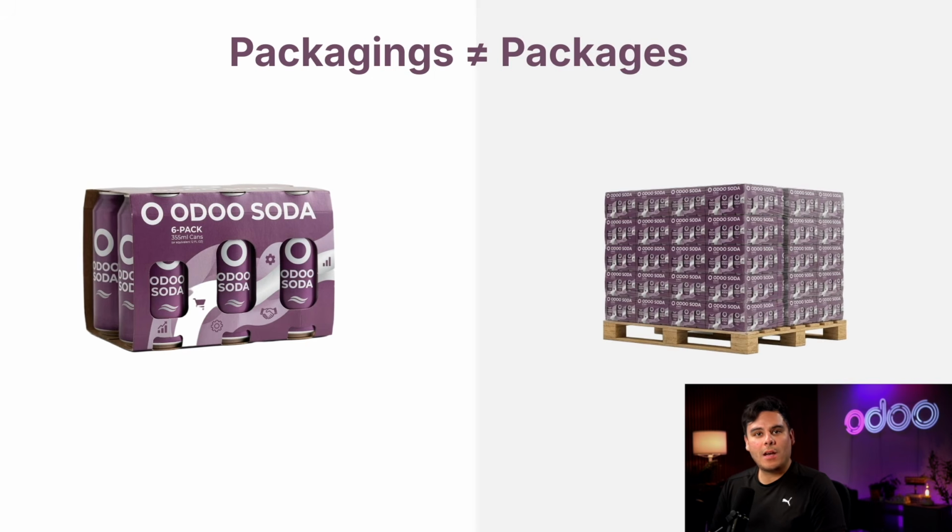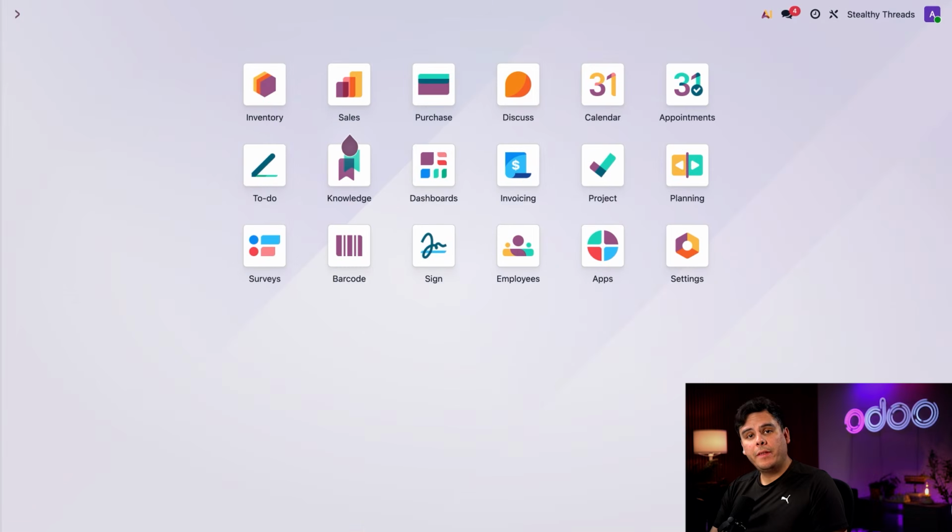Anyways, enough chit chat, let's hop into our database. Stealthy Threads always keeps its customers happy, so we want to offer a fat quarter packaging with the help of Odoo. We're going to be working in the inventory, in this case, very first step there, and then the sales application. So let's dive in.